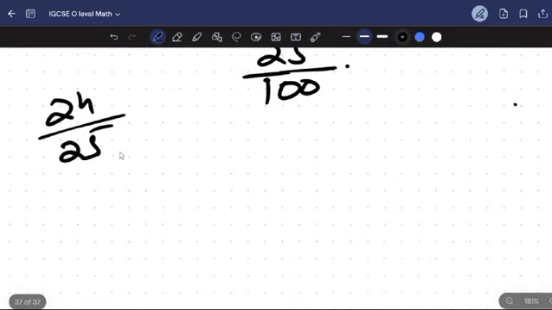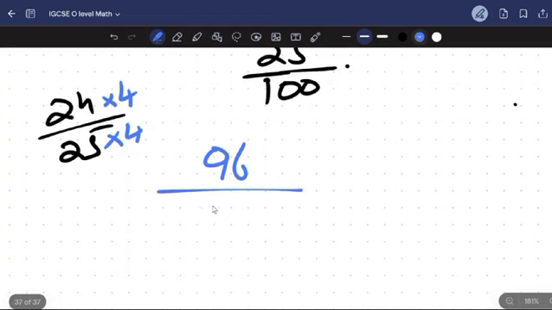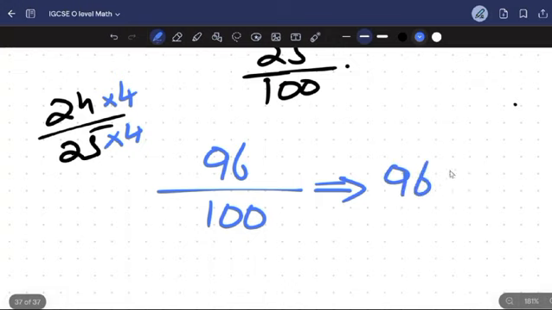So I need to make sure that the denominator is 100. What I will do is multiply it by 4, and I'm going to do the same with the numerator as well. Now 24 times 4 is 96, whereas 25 times 4 is 100, and that's what I want. To represent any number as a percentage, you need to make sure that the denominator is 100. That means the comparison says that out of 100 he might have scored 96, or 96 out of 100.